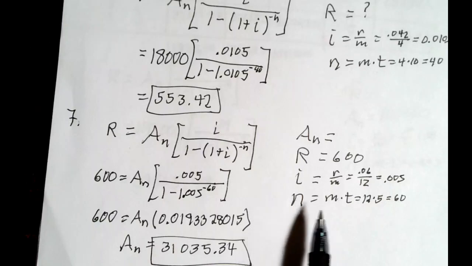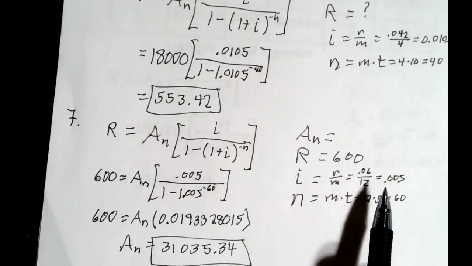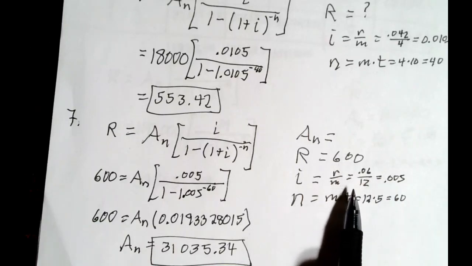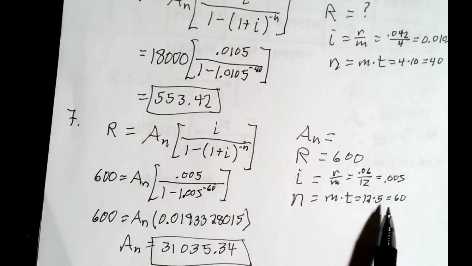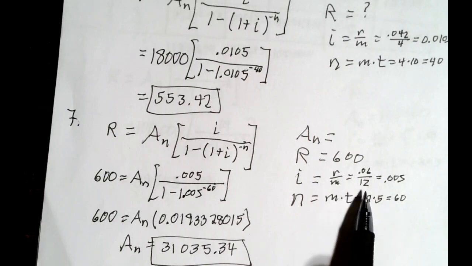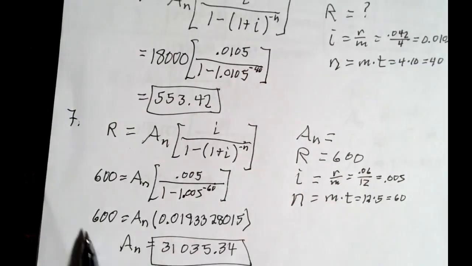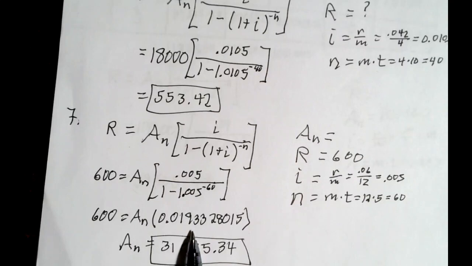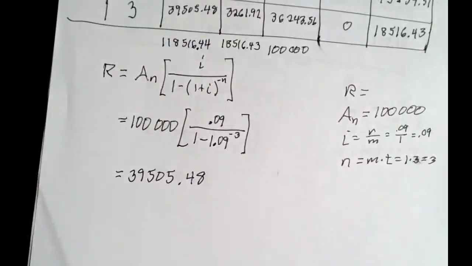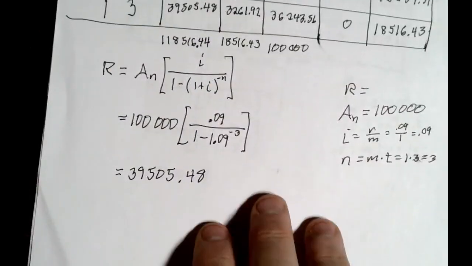Number 7, they're remodeling their kitchen. They can afford a $600 payment. How much can they borrow over 5 years? At 6% monthly. 0.06 over 12. 12 times 5. Plug in everything they know and divide by 600 or by 0.01933 something, and it says they can borrow 31,000 over 5 years to fix their kitchen.